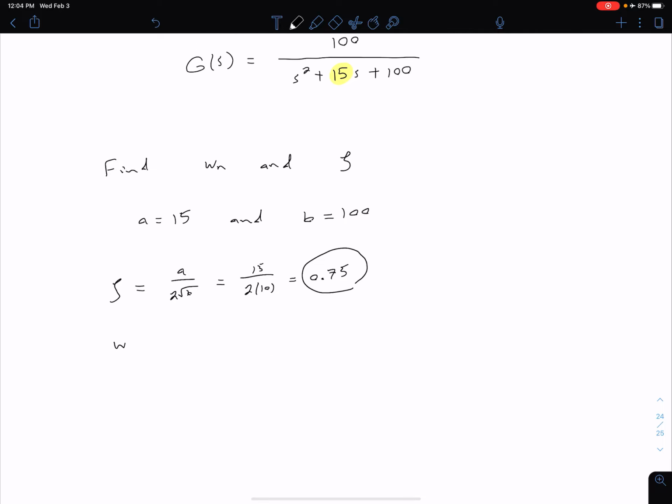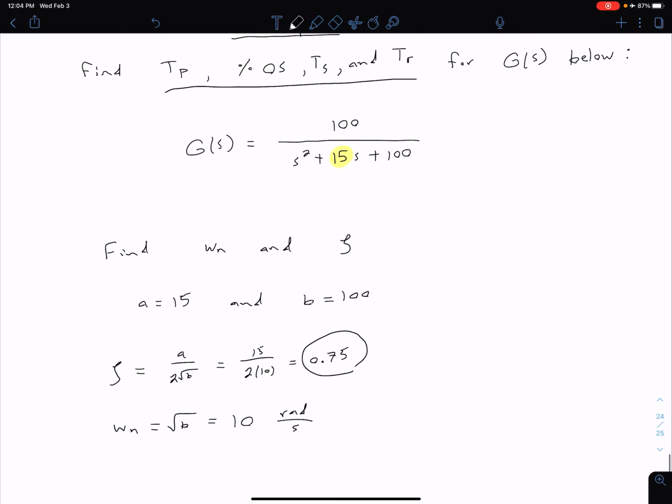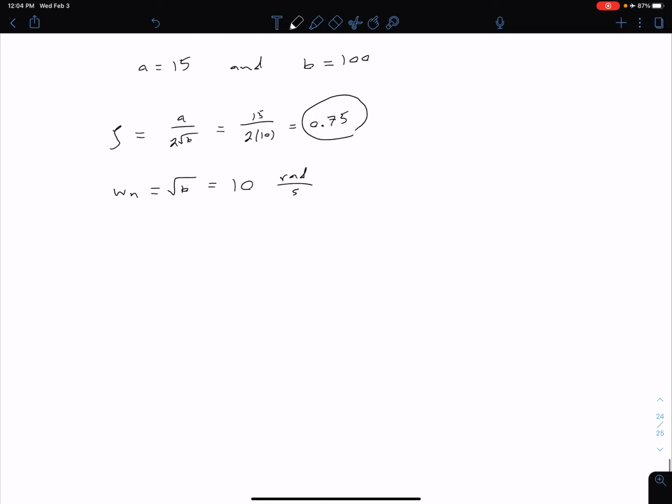Now our omega n, remember, is simply the square root of b. So the square root of 100 is going to give us 10 radians per second for our omega n. Okay, so now we can start finding these 4 items that we were looking for. For 3 of these, we're essentially just going to plug into the equations we had derived before.